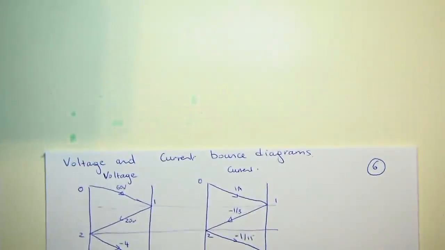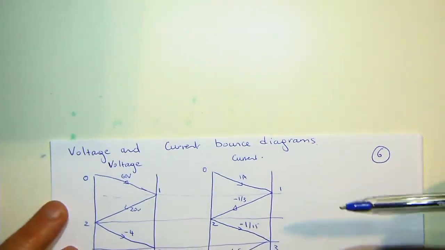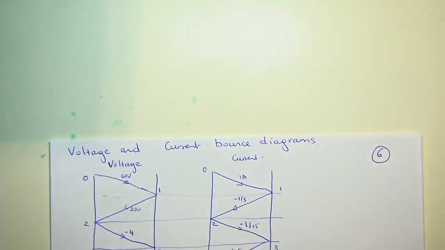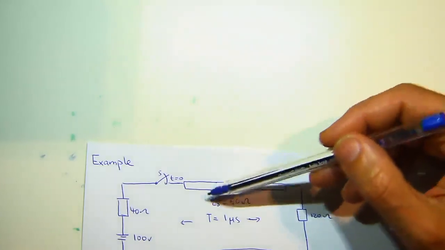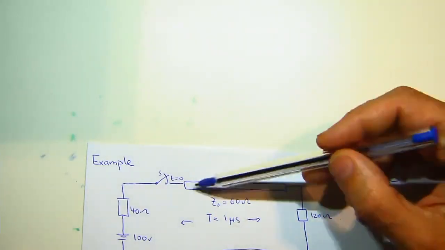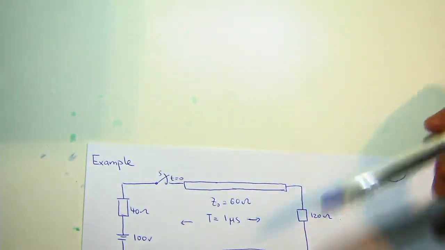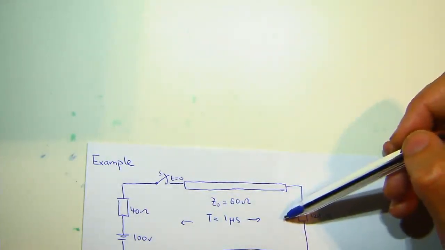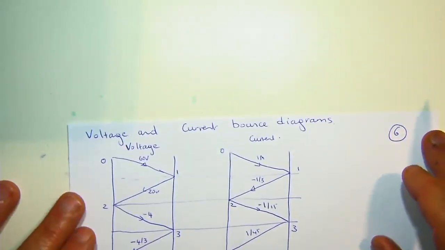Okay, so what we're going to do is draw our bounce diagrams, our voltage and current bounce diagrams. In this particular example, I stated that the length of the transmission line was of such length that it takes 1 microsecond for a signal to go from one end of the line to the other. So you can see it's a very long transmission line, electrically a very long transmission line. So we're going to start drawing our bounce diagrams.